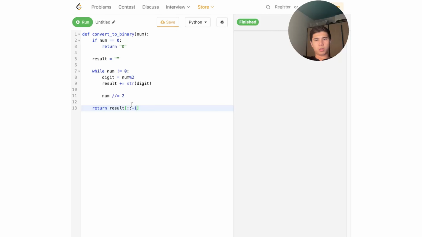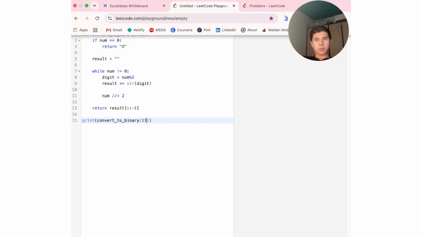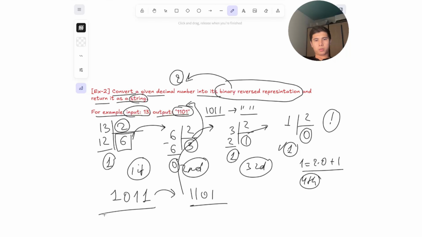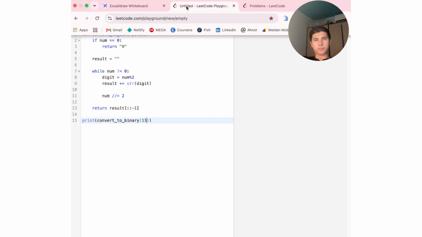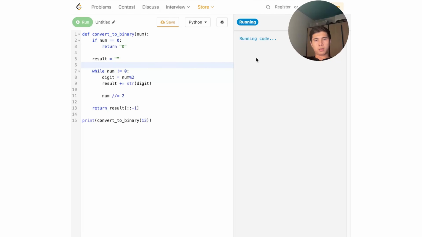We can write [::-1]. This is a Python operation. To check, we write print and our function's name and our argument, for example 13. The last time our result was firstly 1011 and then 1101. When we run it and check it, we can see our result 1101. When we write it without the reversed version, we can see the result is reversed. That's a simple explanation and representation of the binary.